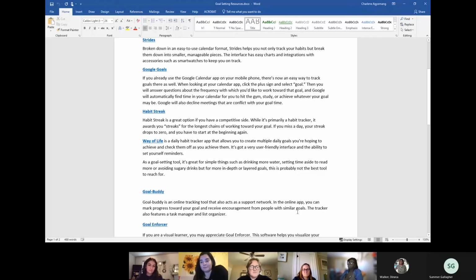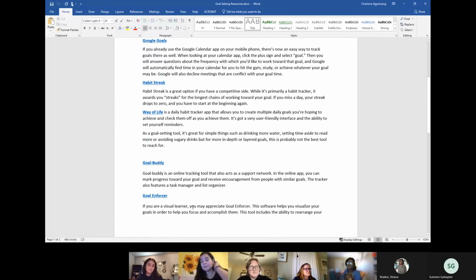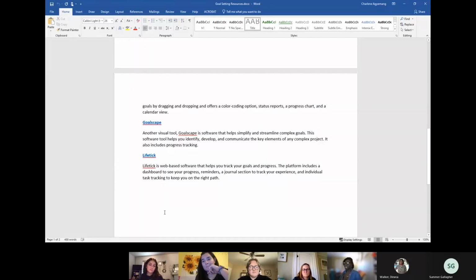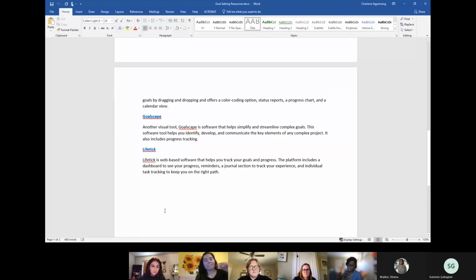Oh, Goal Buddy. This is an online tracking tool that you can use on your computer as well as your phone. Goal Enforcer is actually software, so that one isn't as much of an app. Goalscape, LiveTick. These are just some that you can use. I'll send this out. These are all links as well, so if you open it on your phone, it should take you to the App Store on Android or Apple for you to download them or make use of them. But just check them out.